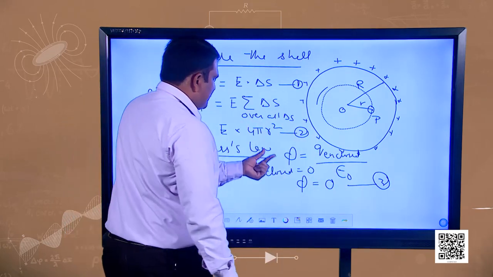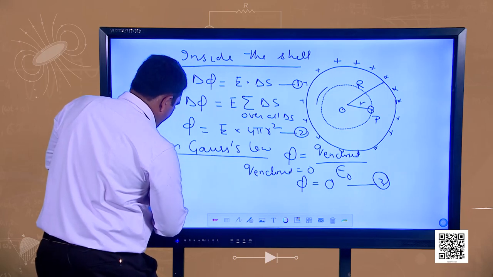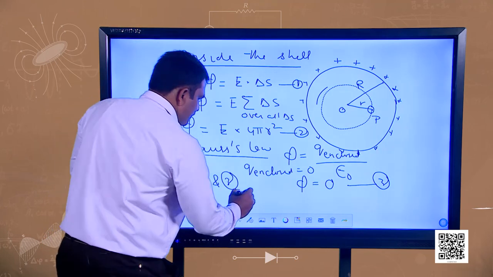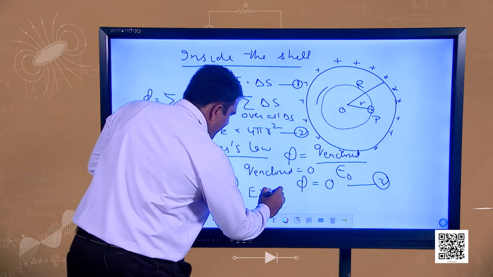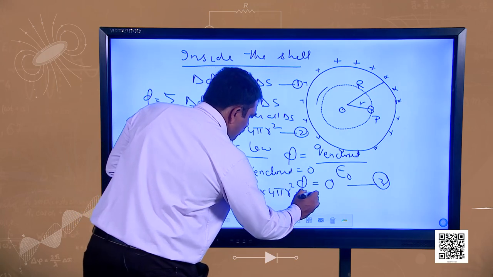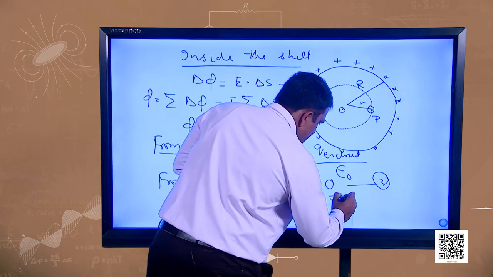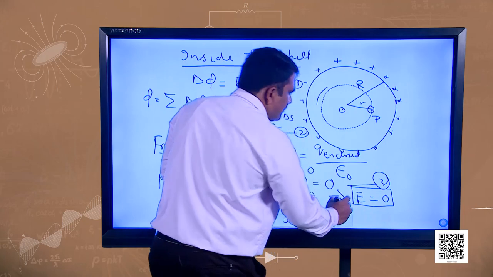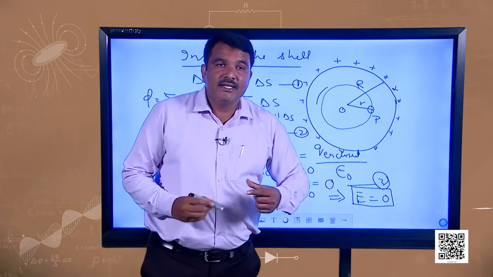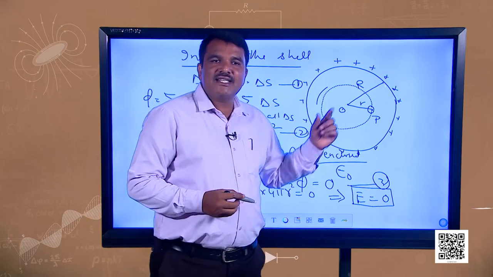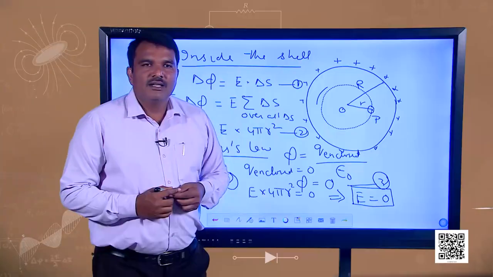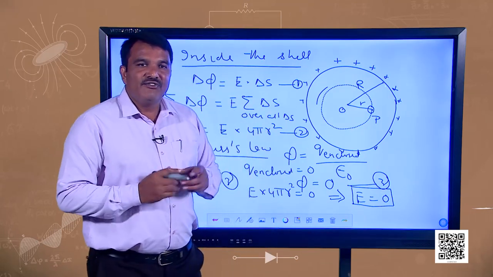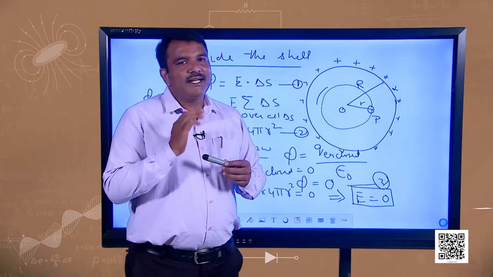Now, from equations 2 and 3, we can write E into 4 pi r square is equal to 0. This implies E is equal to 0. Hence, the electric field at any point P which lies inside the cell is 0. Now, let us draw the graph showing the variation of this electric field with distance of the point from the center of the cell.